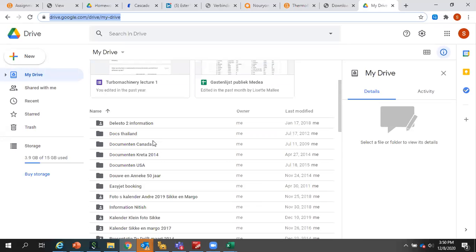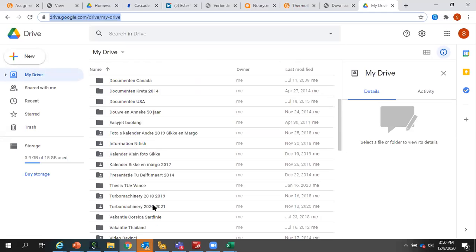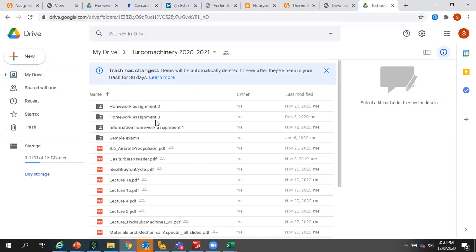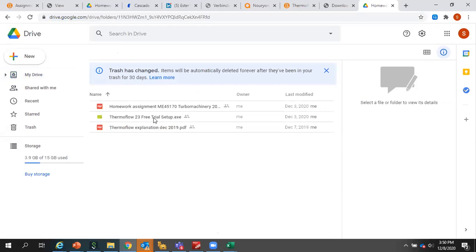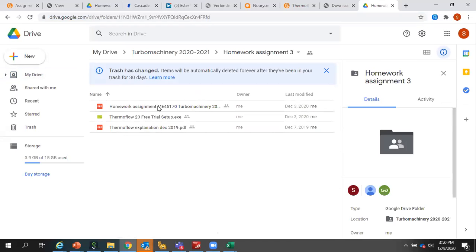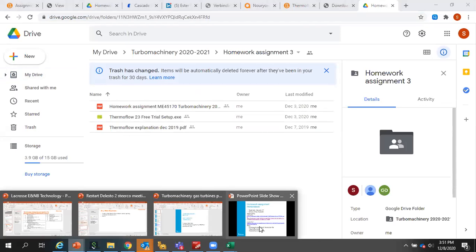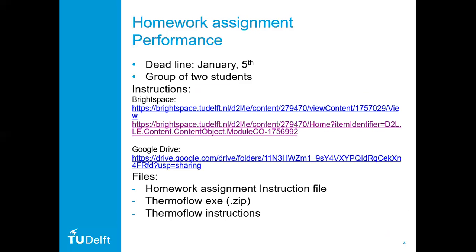There it is. And then you have homework assignment 3. You have the same term for free trial setup. This is all included here also. Okay, so this is about the homework assignment. I will go back to this screen, PowerPoint. So all the information is at these locations.